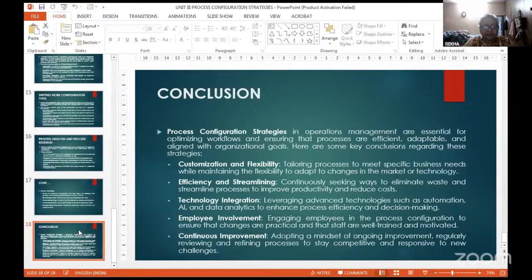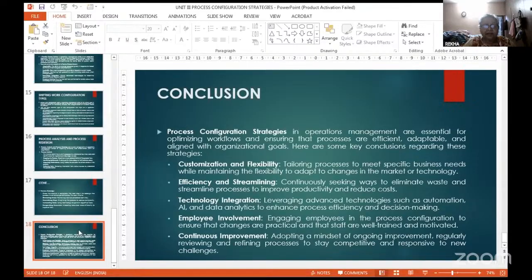Customization and flexibility according to the need. It has to be customized for some people, or it can be adjusted whenever there is demand. Tailoring processes to meet specific business needs while maintaining the flexibility to adapt to changes in the market or technology.